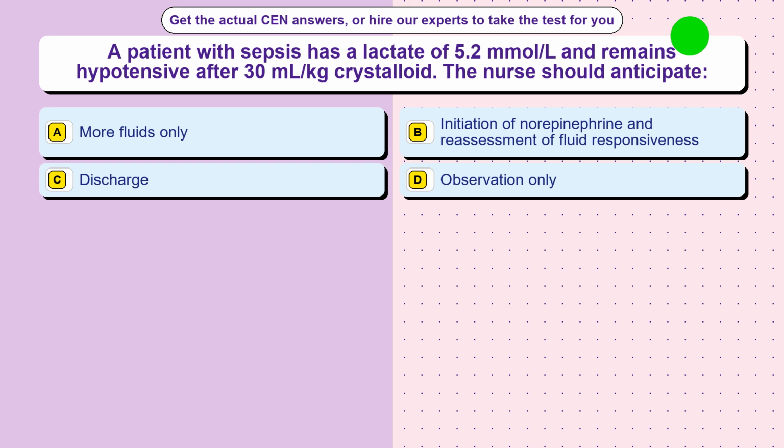Question 21. A patient with sepsis has a lactate of 5.2 mmol/L and remains hypotensive after 30 ml/kg crystalloid. The nurse should anticipate: Option A. More fluids only. Option B. Initiation of norepinephrine and reassessment of fluid responsiveness. Option C. Discharge. Option D. Observation only.